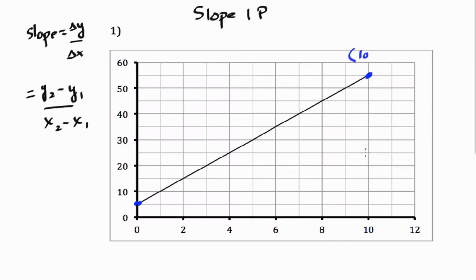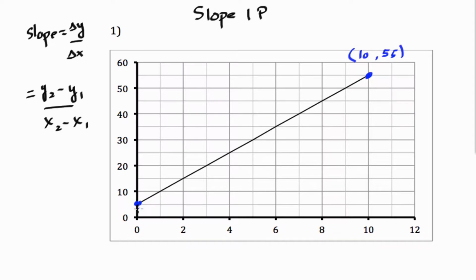This is where the horizontal axis value equals 10. If I go down from this point on the x-axis or the horizontal axis, I had 10. If I go across to the vertical axis, it's 55, right? It's halfway between 50 and 60, so this is 55.